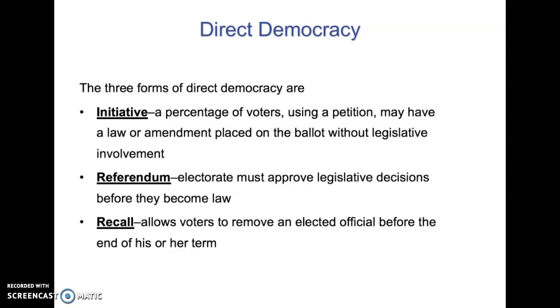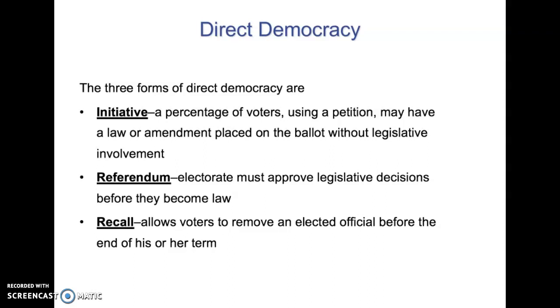In direct democracy, we want more people to participate. So we have what is called an initiative process, a referendum process, and a recall process. The initiative process involves a percentage of voters getting on a petition, having an idea that they want voted into law, but they give it to the public to vote directly on that law. If the public votes in favor of it, it becomes law. If the public votes no to an initiative, then it dies out.